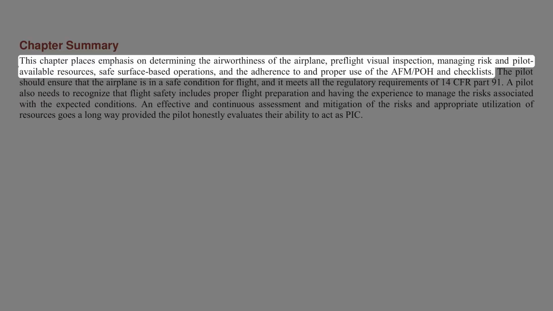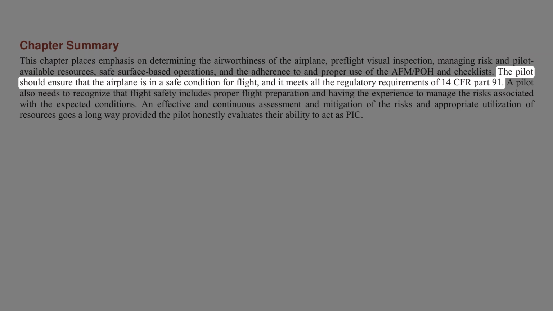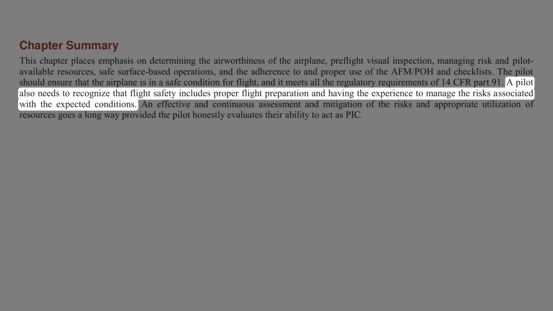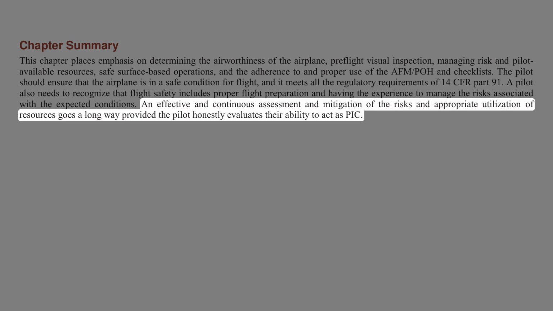Chapter Summary. This chapter places emphasis on determining the airworthiness of the airplane, preflight visual inspection, managing risk and pilot available resources, safe surface-based operations, and the adherence to and proper use of the AFM, POH and checklists. The pilot should ensure that the airplane is in a safe condition for flight, and it meets all the regulatory requirements of 14 CFR Part 91. A pilot also needs to recognize that flight safety includes proper flight preparation and having the experience to manage the risks associated with the expected conditions. An effective and continuous assessment and mitigation of the risks and appropriate utilization of resources goes a long way, provided the pilot honestly evaluates their ability to act as PIC.